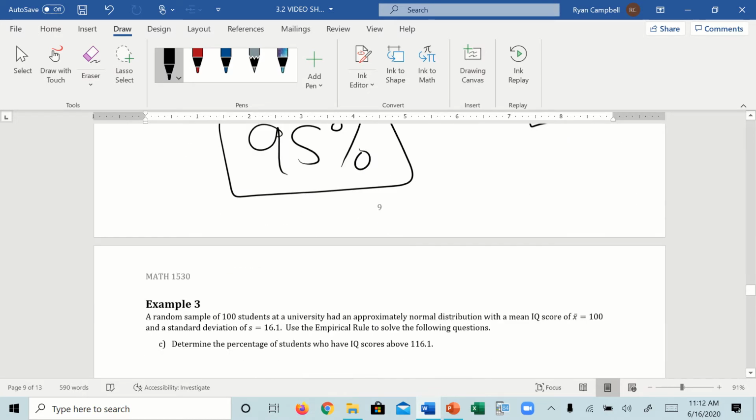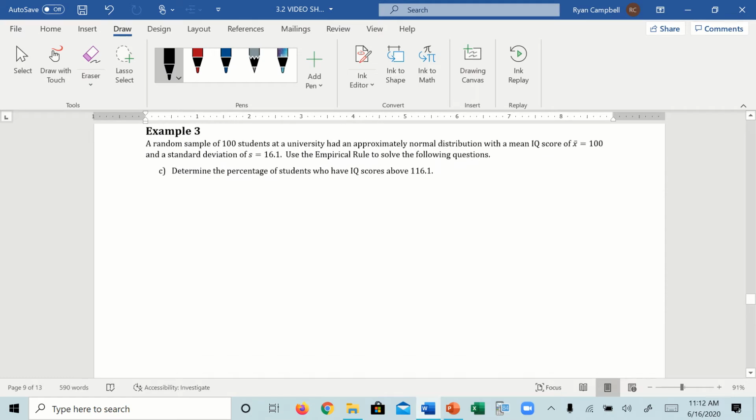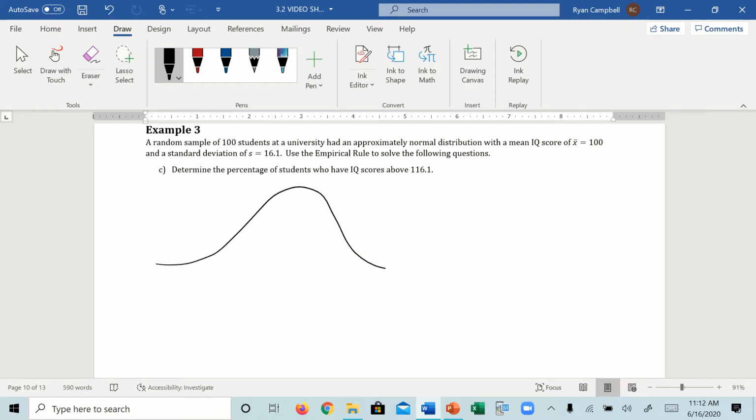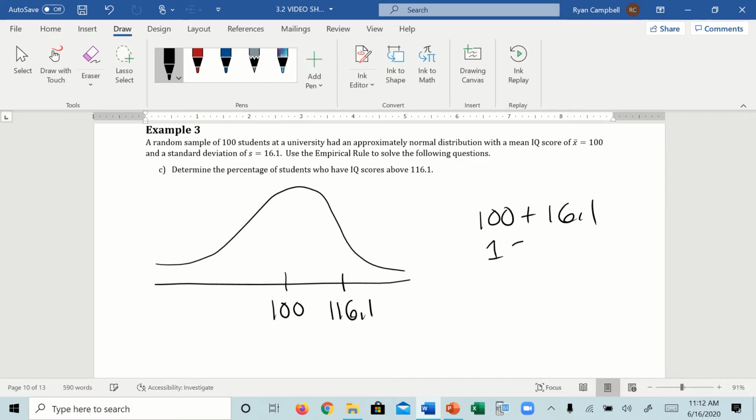All right. Part C. Determine the percentage who are above 116.1. So, like always, we have our 100, our mean, in the center, right? So if we go 1 standard deviation above, remember we've already done this, and we saw that that actually was 116.1. So that is 1 standard deviation above.